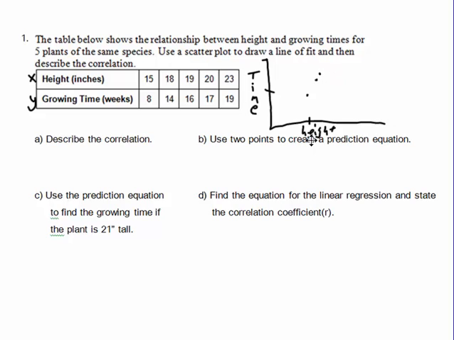So that's that. 20 inches took 17 weeks. So you got another one there. And 23 inches took 19 weeks. So we're there. A line of best fit that would go through that scatter plot, something along those lines. And again, line of best fit, that's each their own.